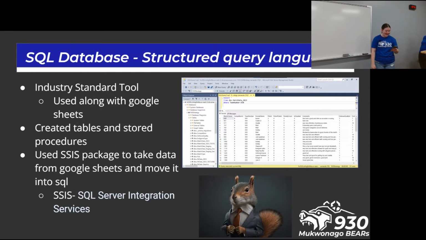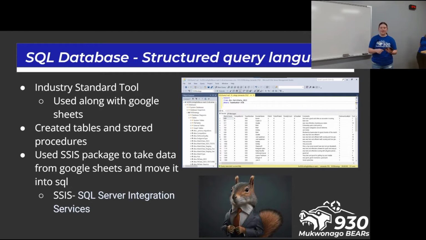All right, let's talk about SQL. This year was the first year that 930 implemented SQL into our scouting and our strategy. If you're unfamiliar with SQL, it stands for Structured Query Language, and it's essentially just a programming language. But it's an industry standard tool, and this year we used it alongside our Google Sheets database.